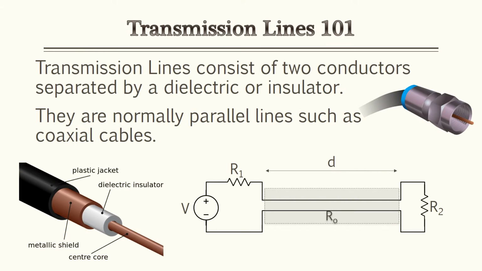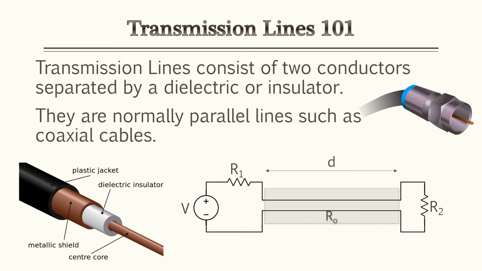For this lesson, we're going to go over some fundamentals of transmission lines. Transmission lines consist of two conductors separated by a dielectric or an insulator. They are normally parallel lines such as coaxial cables, as you can see in the picture below. And also the depiction on the right shows how you might actually see it on an exam or some questions.